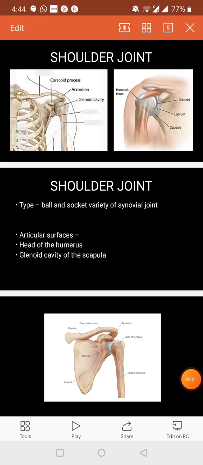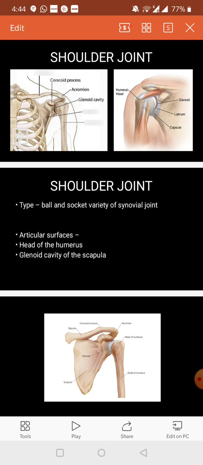Everyone. So today we are going to do one of the important joints of the upper limb, that is the shoulder joint. Now when we are studying a particular joint, we should know certain things. First, what is the type of the joint? Then what are the articular surfaces forming the joint? Then comes the ligaments which provide stability and support to the joint. Then we should know the relations of the particular joint with the surrounding structures.